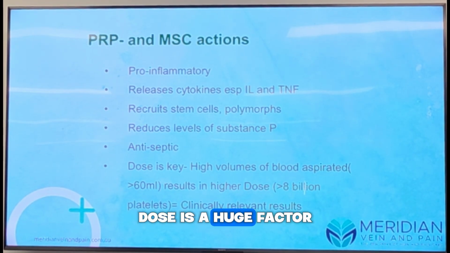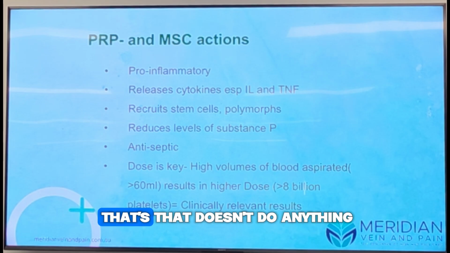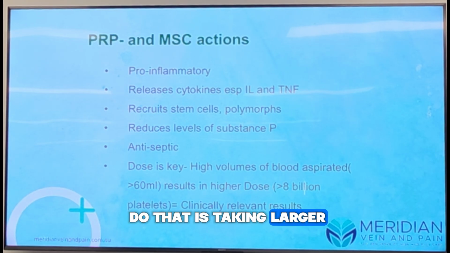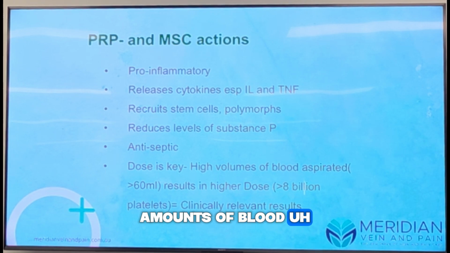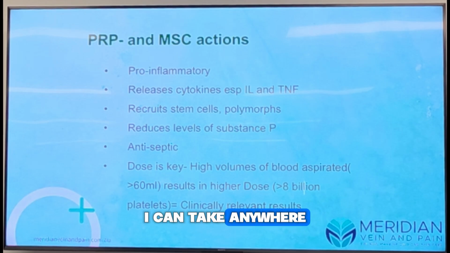Dose is a huge factor. Gone are the days where we'd take piddly 10 mils of blood. That doesn't do anything. We need to get larger volumes, and the way you do that is taking larger amounts of blood. 60 plus mils. For my spinal cases, I can take anywhere between 120 to 240 mils of blood.